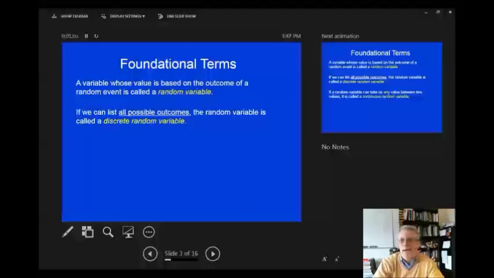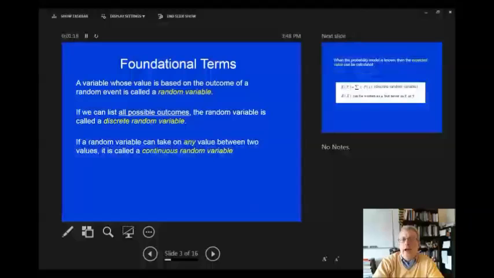So rolling a die would be a discrete random event that would provide discrete random outcomes or variables of a 1, a 2, a 3, a 4, a 5, or a 6. In another situation, though, would be a continuous random variable, and that's where the outcome variable could take on any value within a range that we're working within.